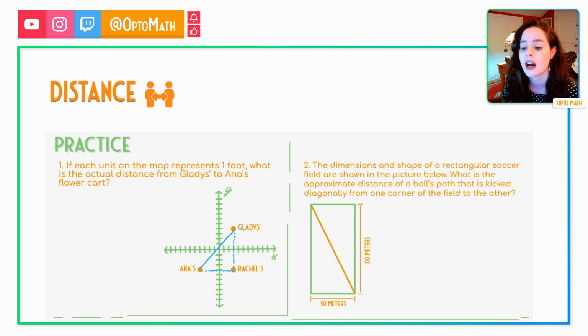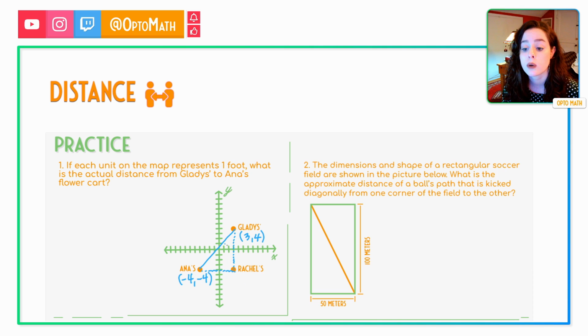Let's go ahead and find the point for Gladys's flower cart. That looks like 3 and 4. So 3, 4. And Anna's is 1, 2, 3, 4. So negative 4. 1, 2, 3, 4. Negative 4.